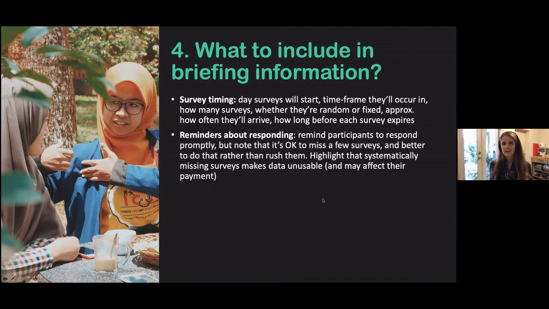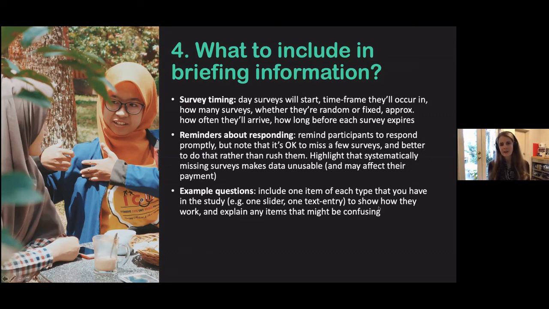We include some reminders about responding. So here, it's important that participants are reminded to respond promptly, but also that we note it's okay to miss a few surveys and it's better to do that rather than to rush the surveys. If you really push for 100%, you will get participants freaking out and just rushing through and not answering the surveys properly. And so it's good to set the expectation that they're going to miss a few and that's okay. But do highlight that if they systematically miss surveys, it makes their data unusable and that they might not receive the payment or the credit that they'd expect. So both those things need to go in there.